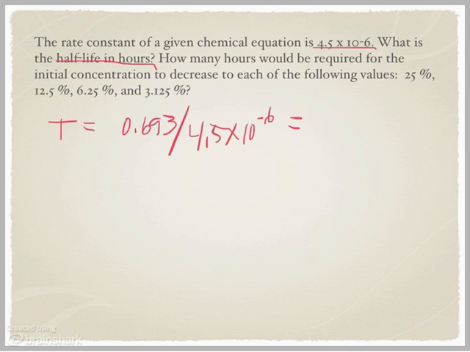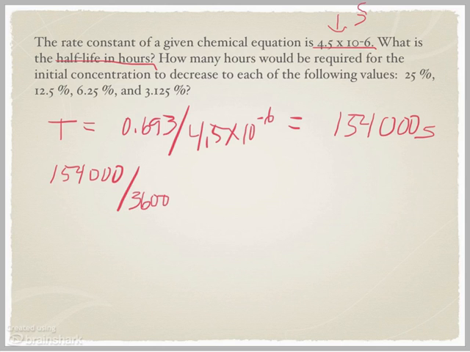So in this case, it would take 154,000 seconds to be able to do this. And the reason why it's seconds is because your rate constant is given to you in seconds. So in order to be able to figure this out in hours, it's just going to be 154,000 divided by 3,600, because that's how many seconds you have within an hour. And so this comes out to be 43 hours. So basically, again, it's going to take 43 hours for you to have just 50% left of your particular compound.